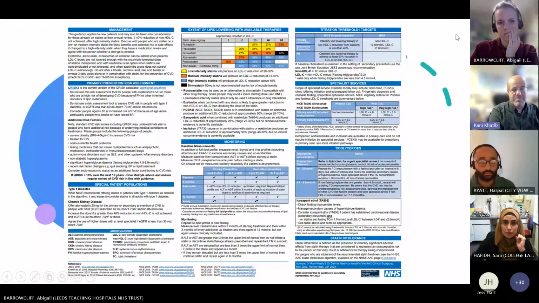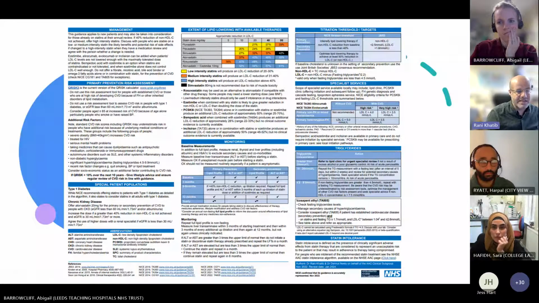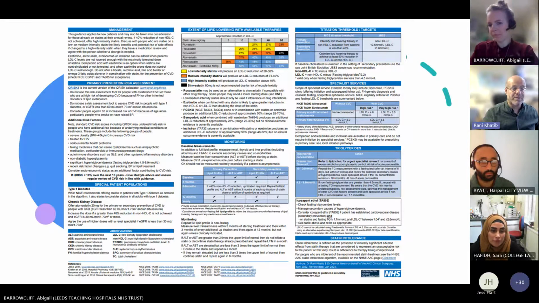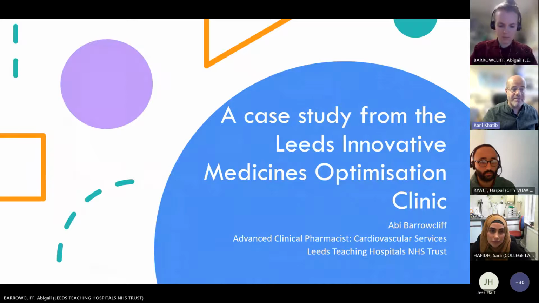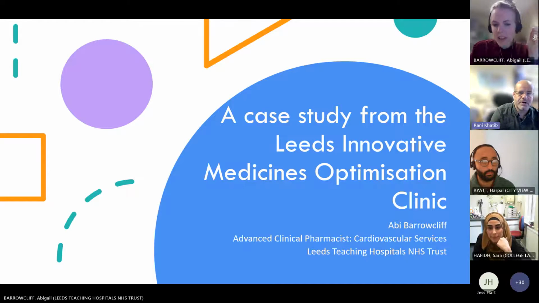This is overall what the pathway is trying to do, and hopefully the next cases that will be presented to you will give you an idea of how you would navigate this pathway. So I'll hand over to my colleagues who will present some cases, both from secondary and primary care, just to show you how we navigate the pathway. And we have questions at the end, of course. Thank you. Over to you, Abi.